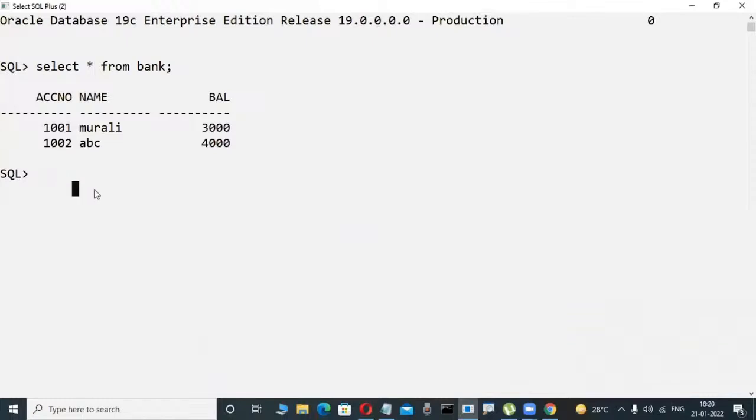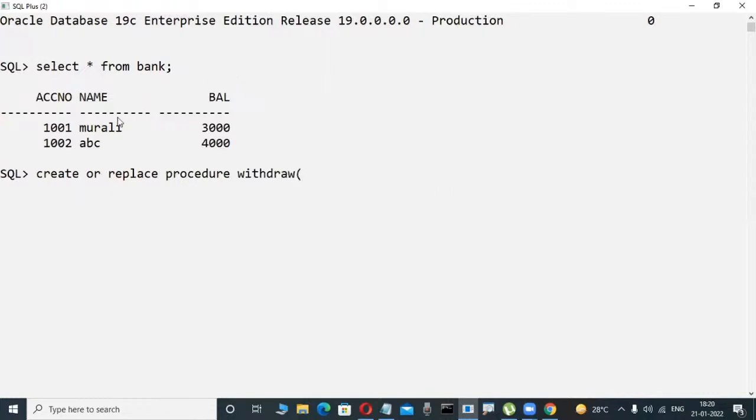Suppose, for example, check it out. I am an experienced person. In future, when you learn the course, you will also write coding like this. Don't write it, just observe. This is a demo, just for an idea. I am writing a procedure: create or replace procedure. My procedure name is withdraw.